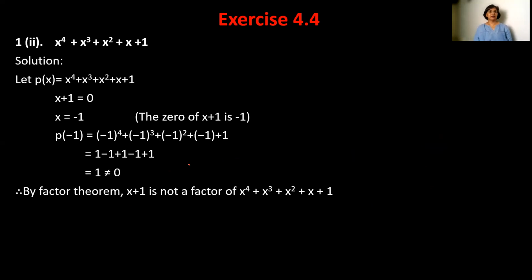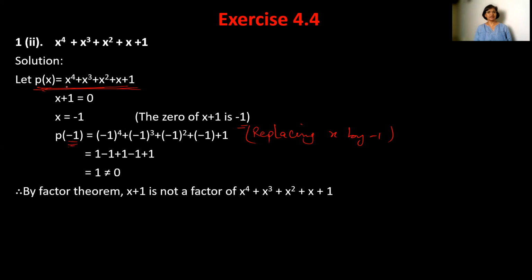Second question. Here the expression is x raised to power 4 plus x cube plus x square plus x plus 1. So here the solution: let p(x) equal this expression which is already given. Then x plus 1 equals 0, so x equals minus 1. The zero of x plus 1 is minus 1. So here again we are replacing x by minus 1 in this expression, right? So p(minus 1): in place of x, we put minus 1.